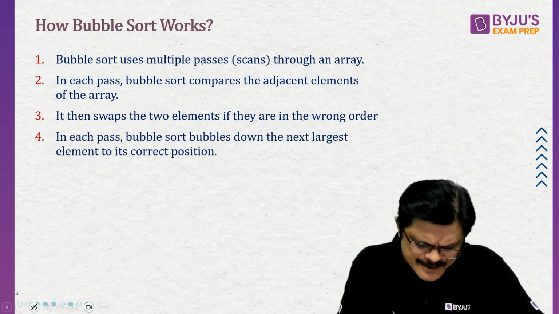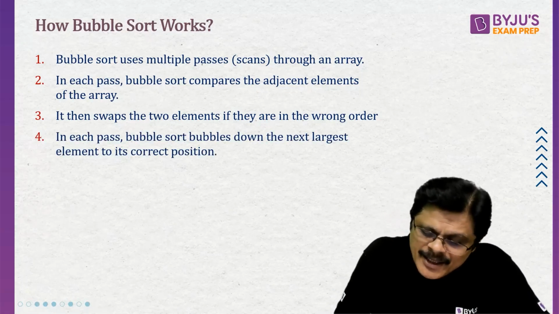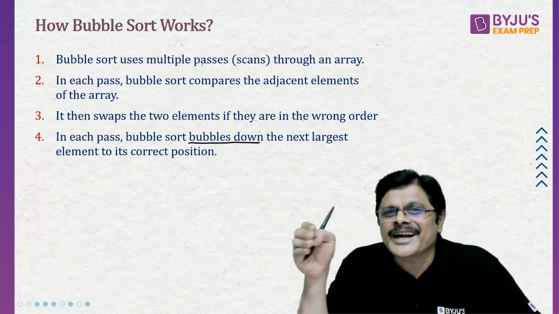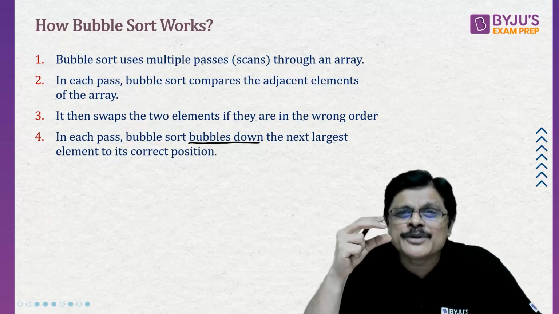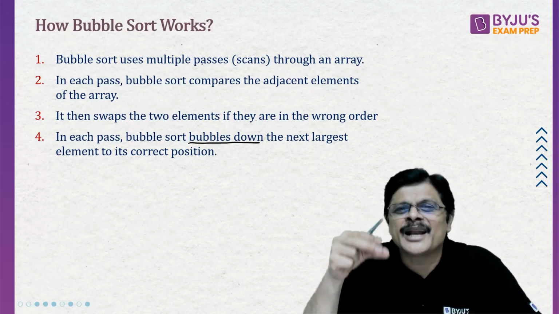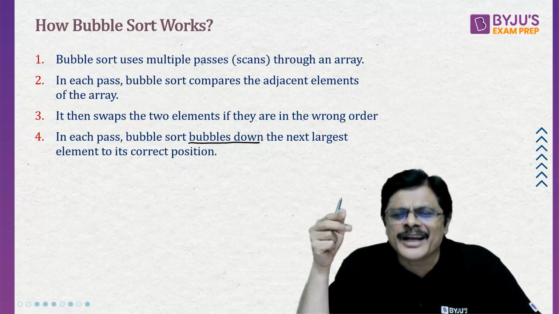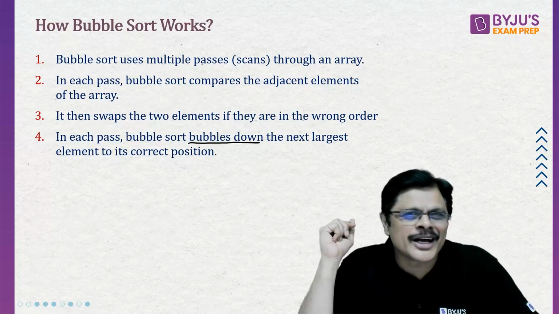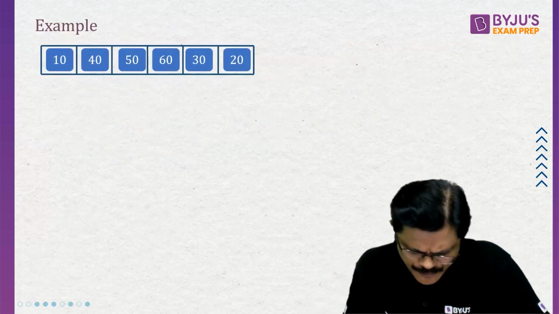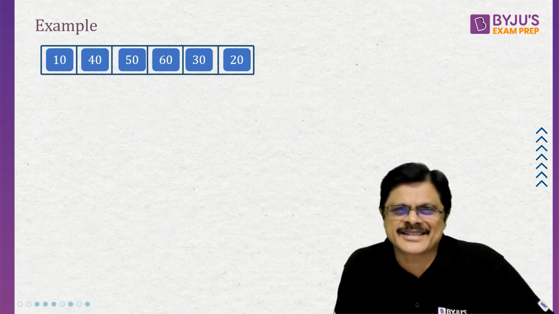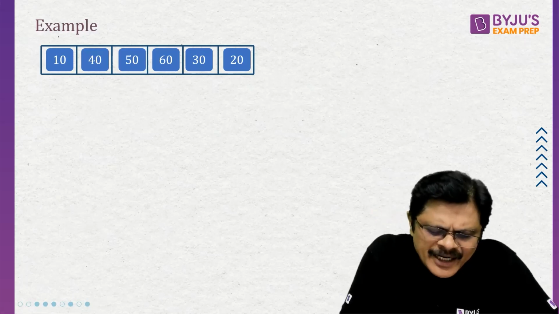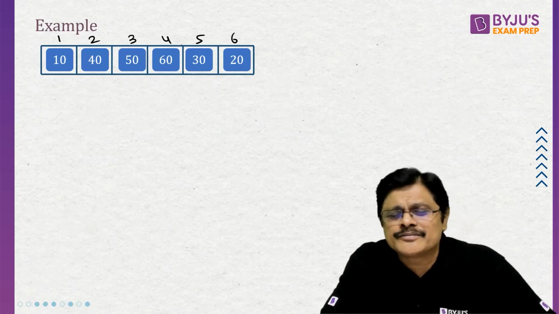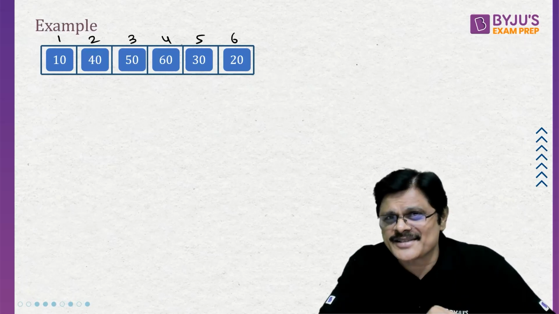So, in each pass, bubble sort bubbles down the next largest element to its correct position. Because it bubbles down the next largest element to its correct position, it is named bubble sort. That is the name of the sorting algorithm, my dear friends. Let us try to understand with a simple example. Here we have an array of size 6, so we are going to have 6 minus 1, that is 5 passes.